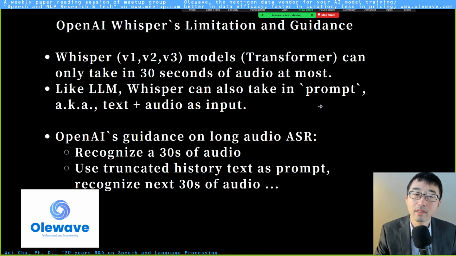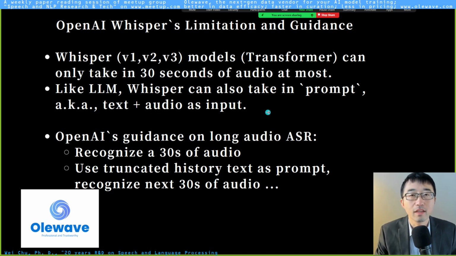What's the limitation of Whisper? I've been keeping a close eye on the Whisper version 1, 2, and 3 models. They are basically transformer models. They can only take in audio that's no longer than 30 seconds. So if you send audio of 1 minute or 2 minutes, the model will give you an error.